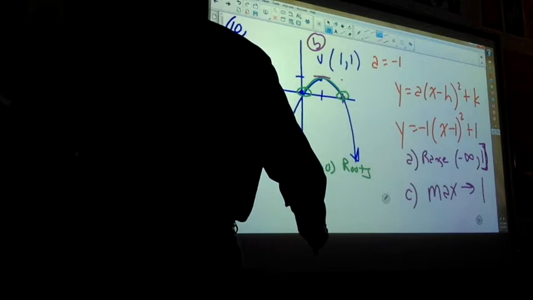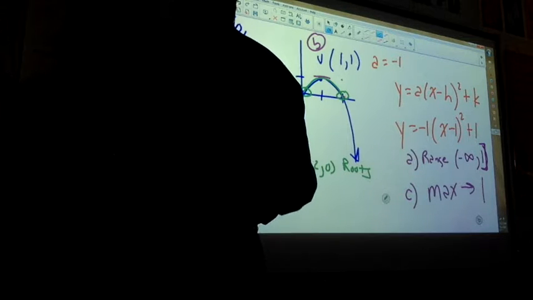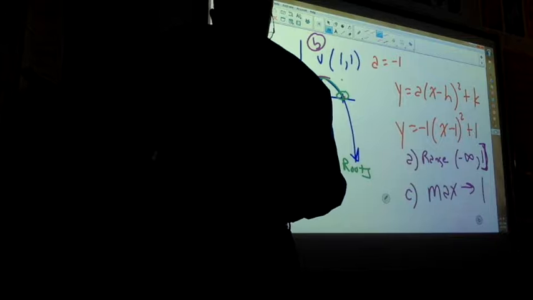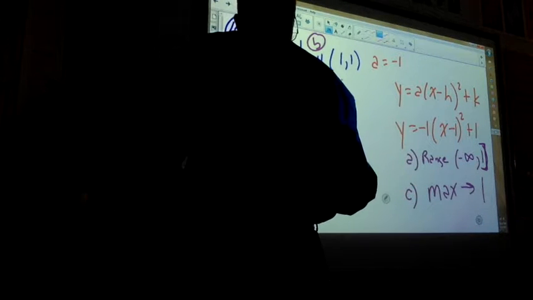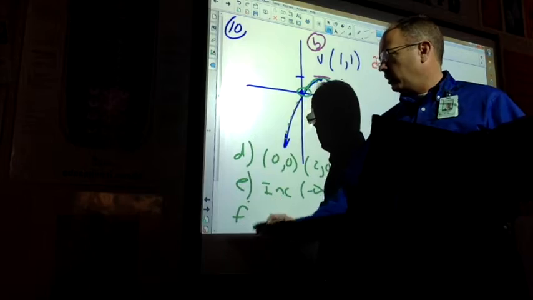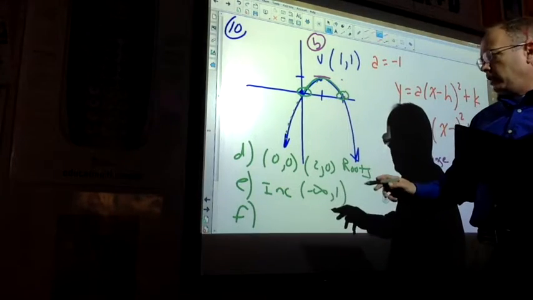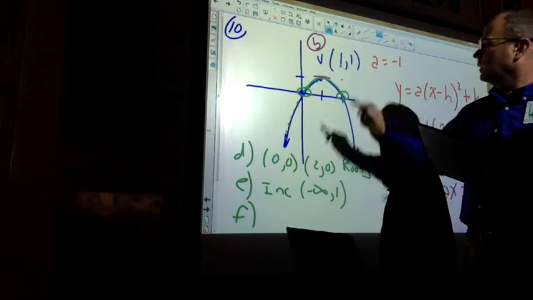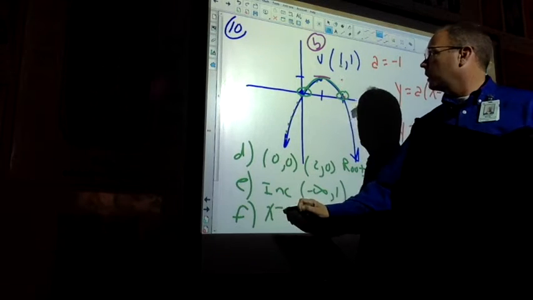So it's increasing here. It's increasing from negative infinity in the x direction all the way up to 1. Is that going to be the same as the range every time? Not necessarily, because if the parabola goes the other way. F, axis of symmetry. So axis of symmetry is x is equal to 1.